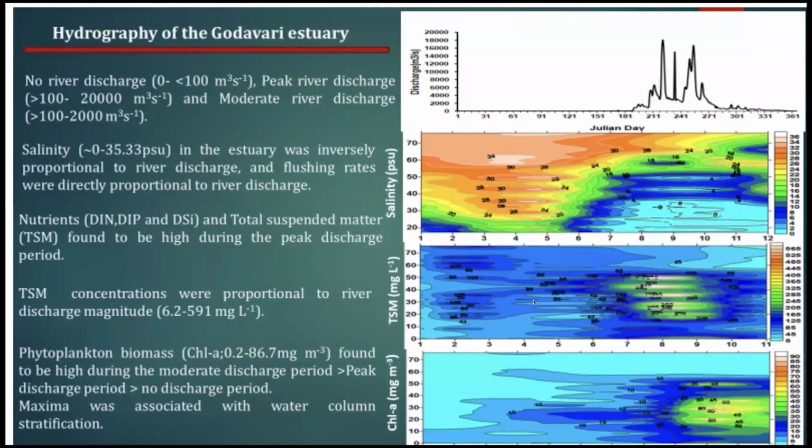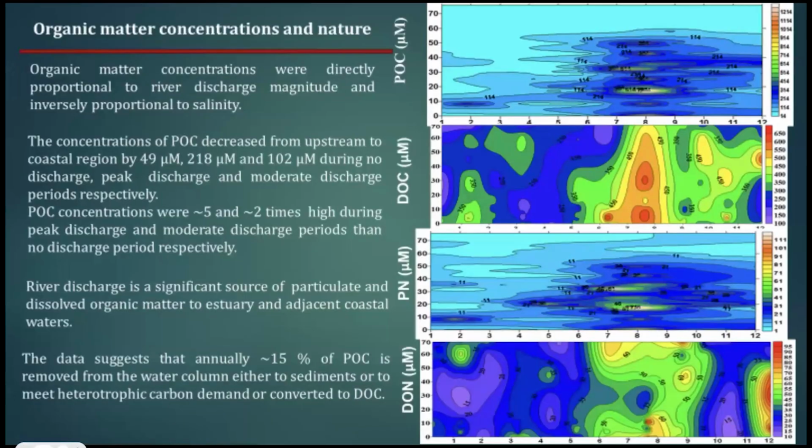I will not explain all these figures in detail. The organic matter concentration and its nature and sources also varied based on the monsoon and the river discharge pattern, spatio-temporally from upstream to downstream and during the different months. This figure shows 1 year of data, collected bi-monthly, every 15 days. Almost 15% of POC was removed from the water column, maybe either through sedimentation or heterotrophic activity, to meet the heterotrophic carbon demand.